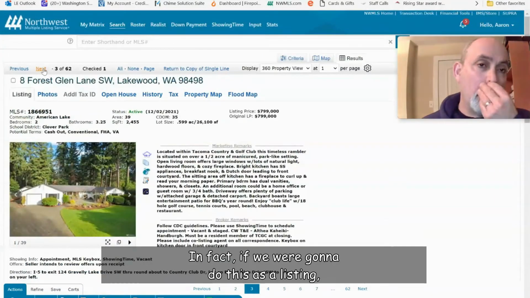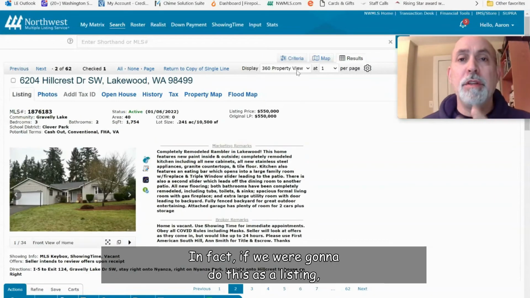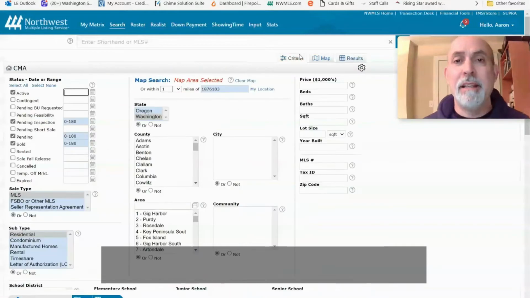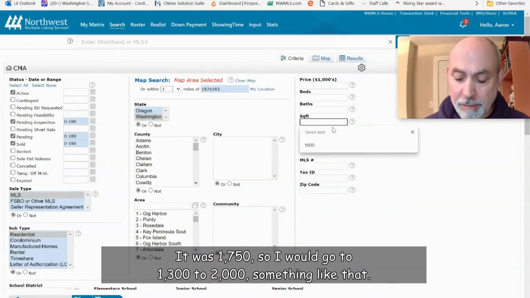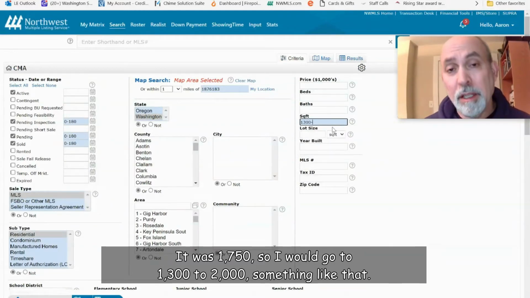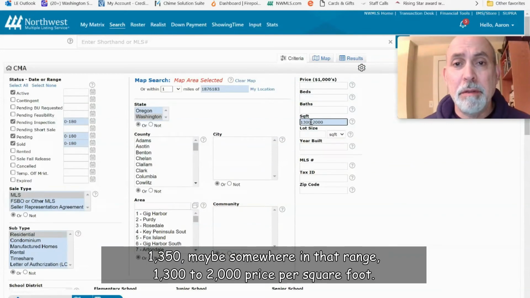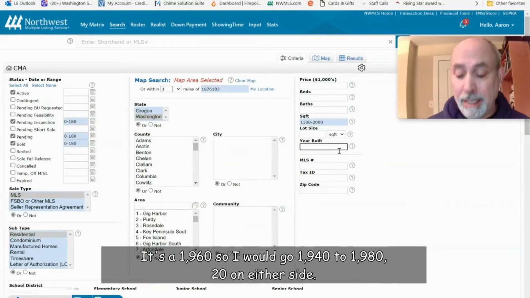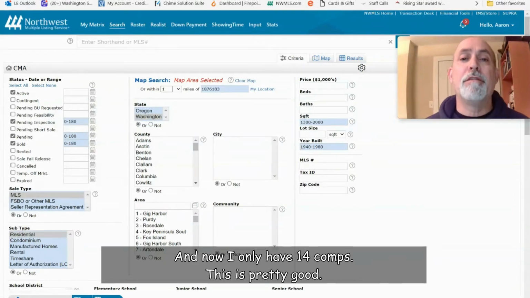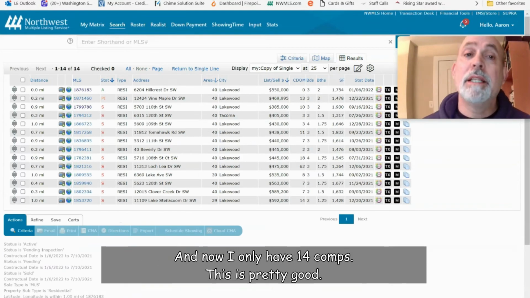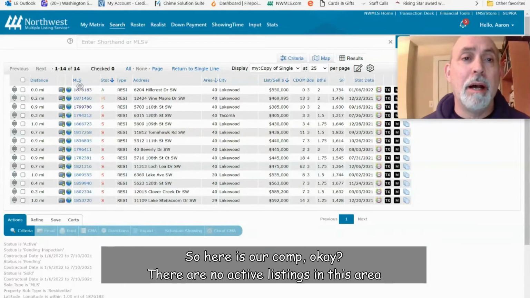Okay. In fact, if we were going to do this as a listing, it was 1750, so I would go to 1300 to 2000, something like that. 1350, maybe somewhere in that range, 1300 to 2000 price per square foot. It's a 1960, so I would go 1940 to 1980, 20 years on either side. And now I only have 14 comps. This is pretty good. So here is our comp.